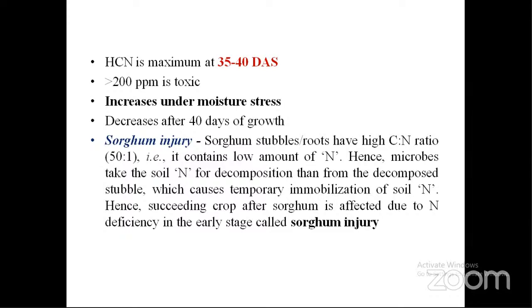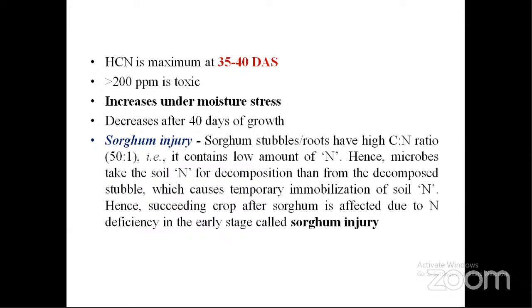Sorghum has hydrogen cyanide during the initial stages, when the concentration will be maximum. Generally it will be maximum at 35 to 40 days after sowing. At that time we should not feed that sorghum to animals, otherwise animals will die. And if that concentration is more than 200 ppm, it is toxic.